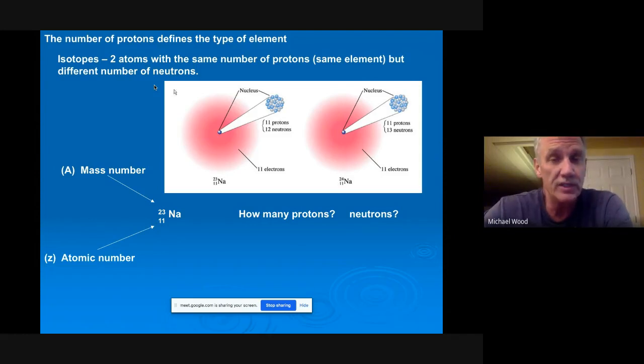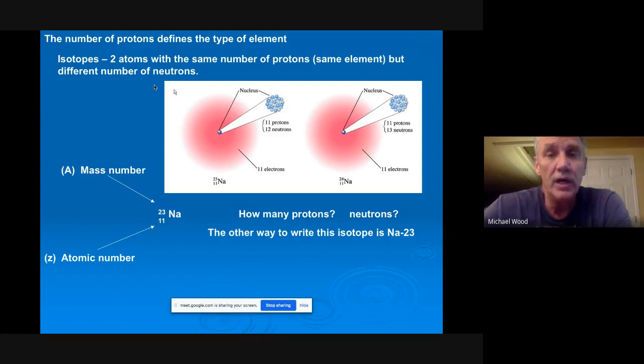So in this, if you look at the diagram, it tells you there's 11 protons and 12 neutrons. So in sodium 24, there's 13 neutrons and 11 protons. The way you figure out the protons is based off the atomic number. The way you figure out the number of neutrons is you subtract mass number minus atomic number. So for 23, 11, that would be 23 minus 11 is 12. And for 24, 11, the one on the right, it'd be 24 minus 11.